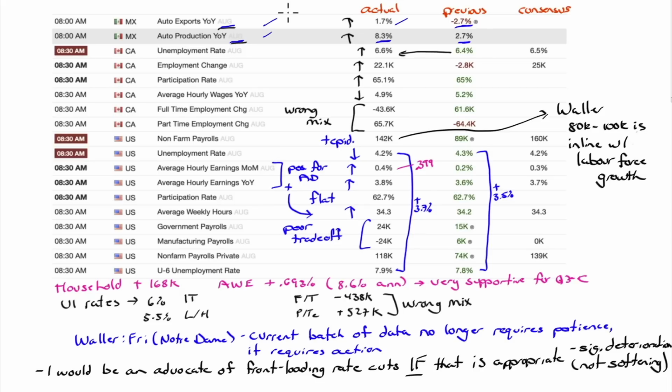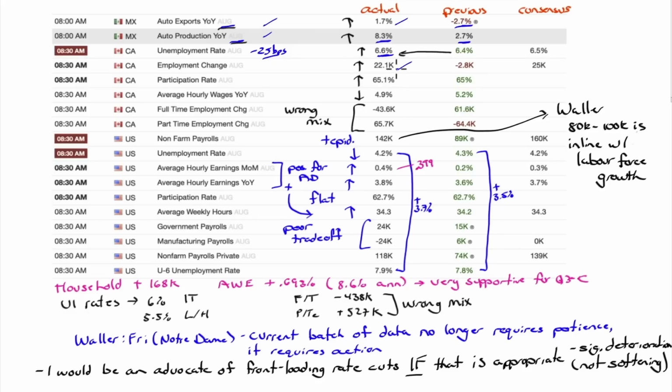8:30 hit, and we got a ton of data on both sides of the border in both Canada and the US. Canada unemployment rate went up to 6.6%. This sort of puts into play the rate cut at the next Bank of Canada meeting. I'm expecting that you will see another 25 basis points. My thinking at the beginning of the year was 100 basis points from the Bank of Canada in 2024. One more rate cut gets us there, and I think with an increasing unemployment rate, we're sort of heading that way.